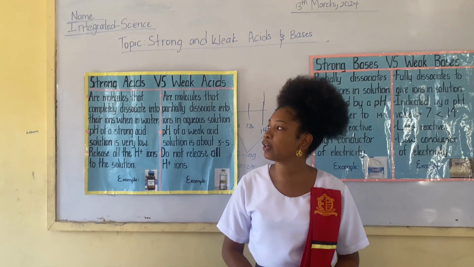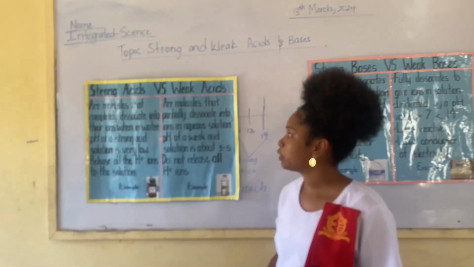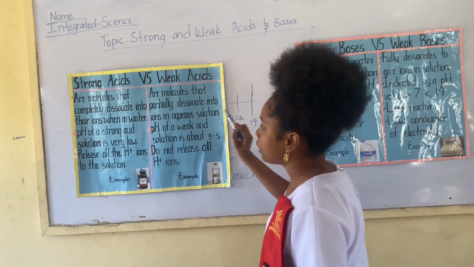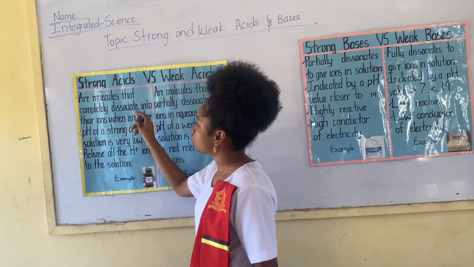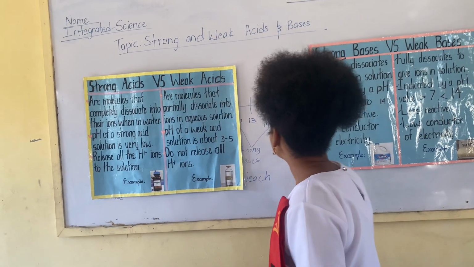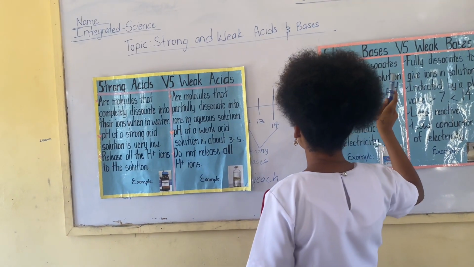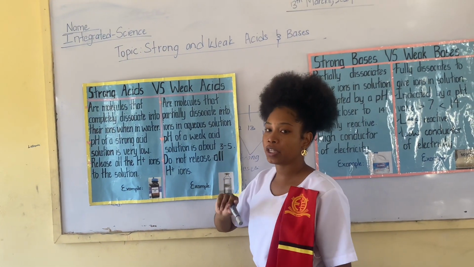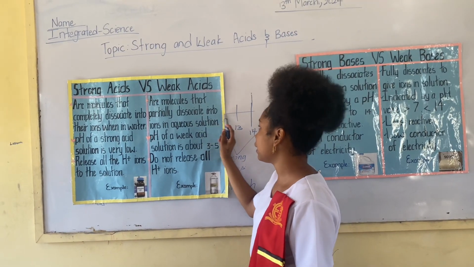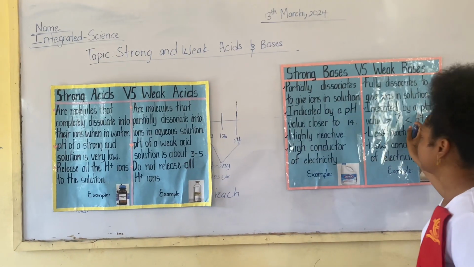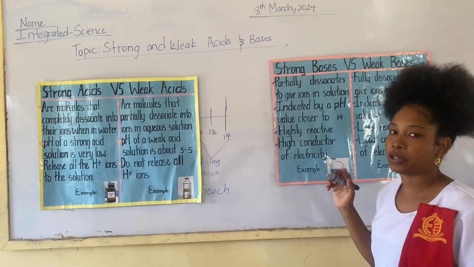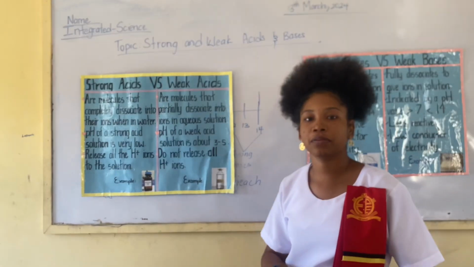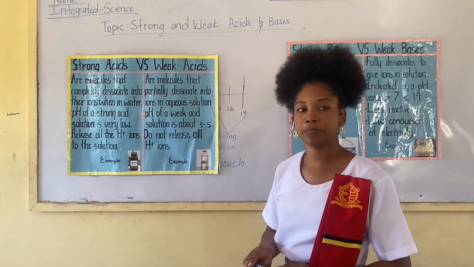Okay, so before we move on, we're going to look at one similarity between strong acids and strong bases. We see here that strong acids completely dissociate, or completely break down. Strong bases also completely break down, or completely dissociate. And the weak acids partially break down, or partially dissociate, and same with the weak bases. They partially dissociate or partially break down. So again, I'm asking, are there any questions on strong and weak acids and bases?